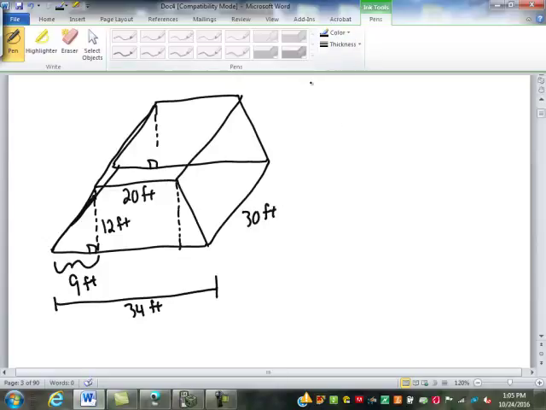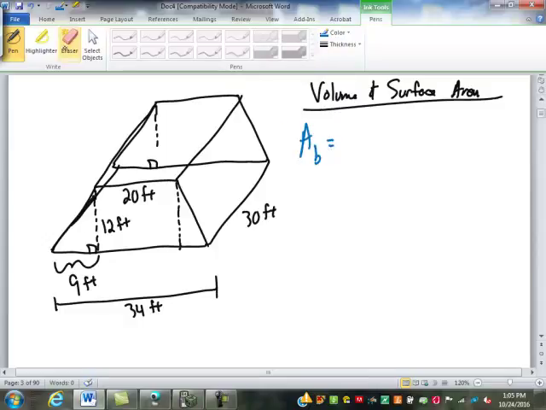Okay, so we're going to find volume and surface area again here. No matter which one we start on, our first step is always going to be the area of the base. We're going to start on volume, but we are going to find the area of the base. What is the base of this? It is the trapezoid on the end here. Very good.